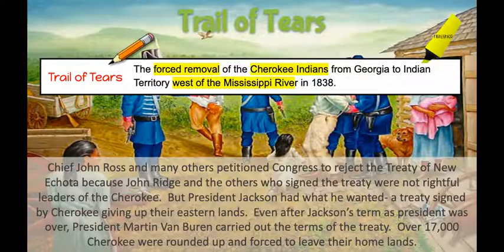The Trail of Tears is the forced removal of the Cherokee Indians from Georgia to Indian Territory, west of the Mississippi River in 1838. So they pushed them out of Georgia, across the Mississippi River, to the area that's just above Texas in Oklahoma.